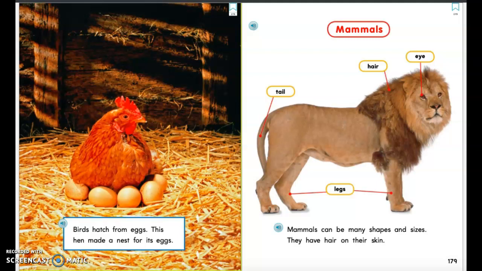Okay, guys, we're on to our last animal group. The fifth one is mammals. Mammals can be many shapes and sizes. They have hair on their skin. And here the mammal is labeled. A lion is a mammal. He has his eye, hair, legs, and tail all labeled.